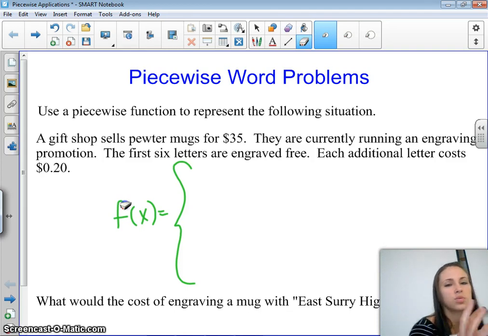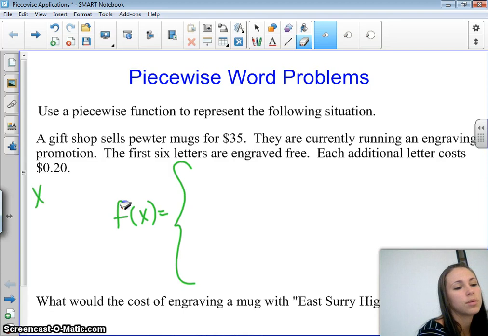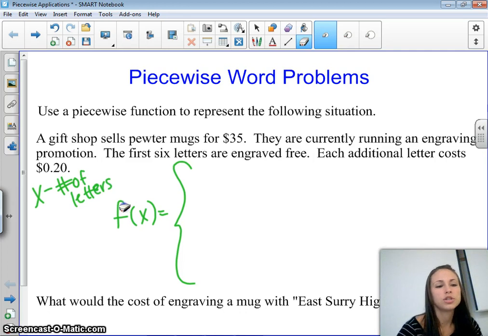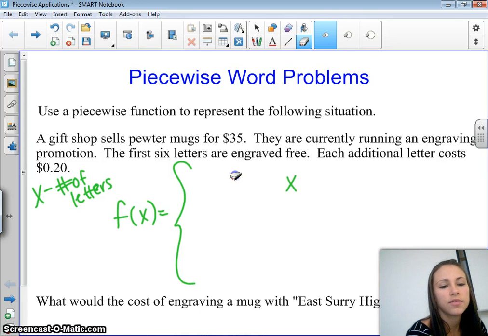So X is what I'm going to let represent the number of letters. Okay, so it's the number of letters that I'm going to have engraved. And so if I have 6 letters or less engraved on that mug, my mug is going to be $35. So my first little category over here that I'm going to set up is if X is less than or equal to, I can get up to 6 letters. So less than or equal to 6.